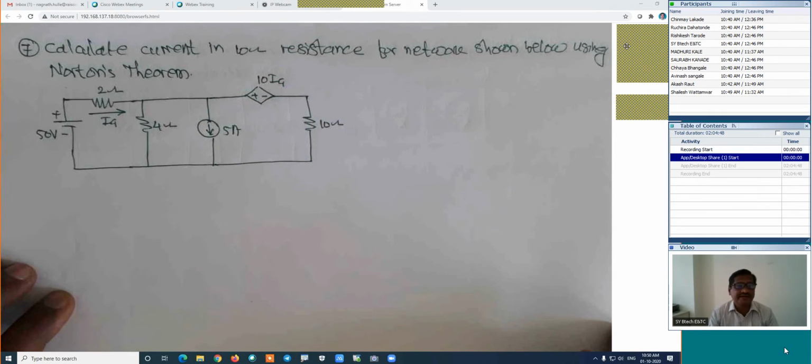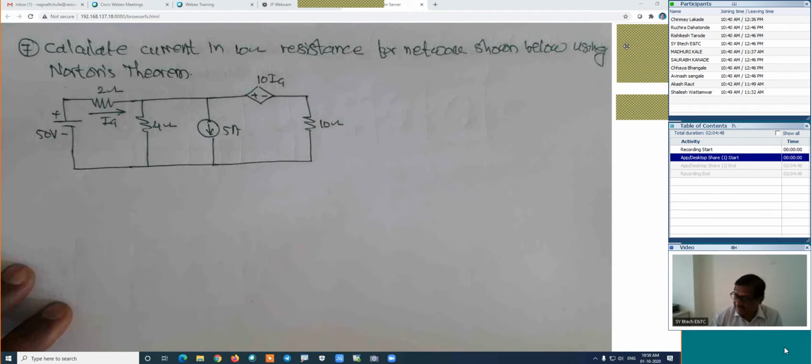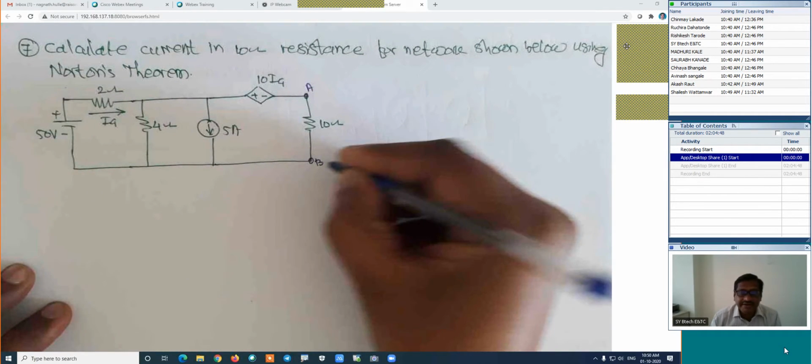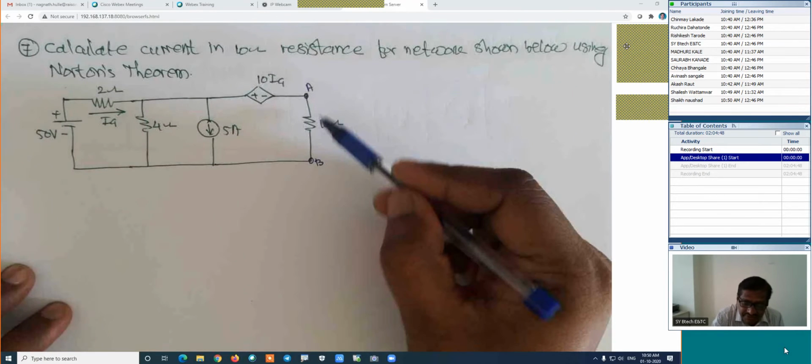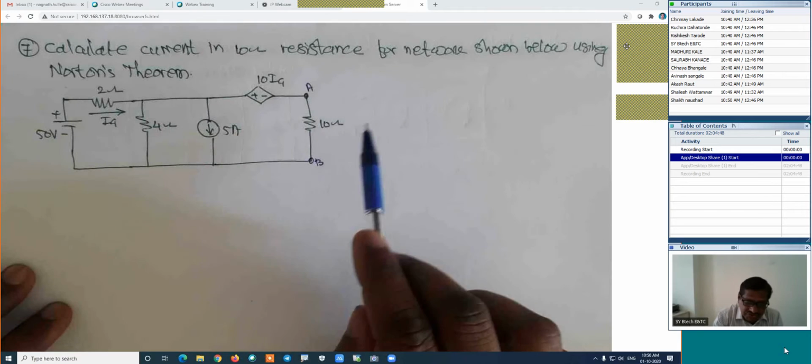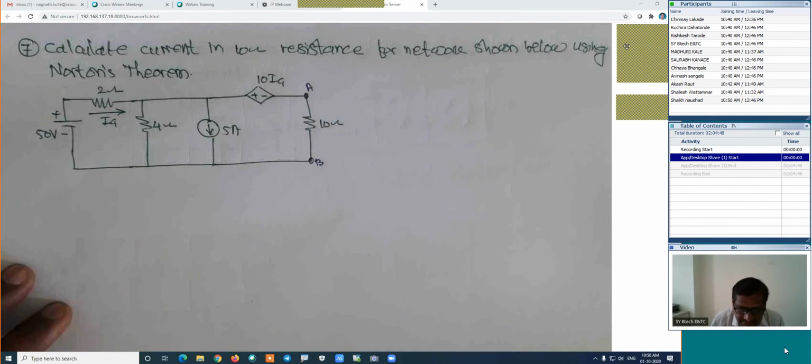In this case, we are interested in the calculation of current in the 10 ohm resistance using this method. That is Norton's theorem. Here, this is the point A and this is the point B, and we are interested in the calculation of current in this branch. What is the first step? Remove the load resistance and short its output terminals and then work out.